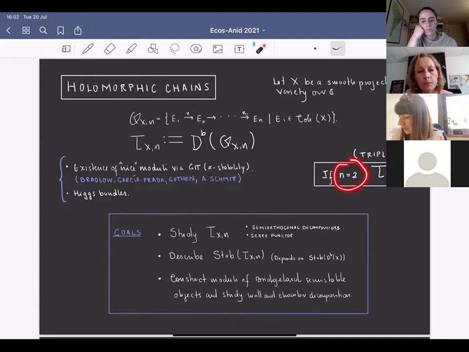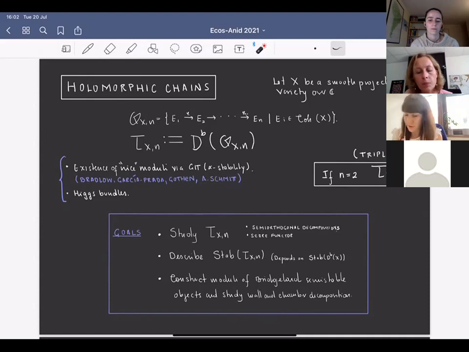In the case when it is the representation of the A_2 quiver, we call it holomorphic triples, and we denote it T_X. So the goals during these years have been, first of all, to study the triangulated category, and in general, of representations of the A_n quivers in abelian varieties.